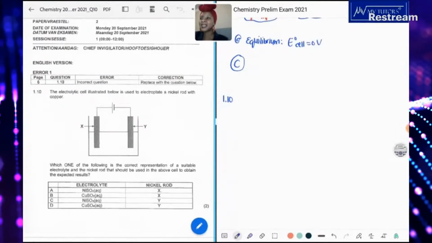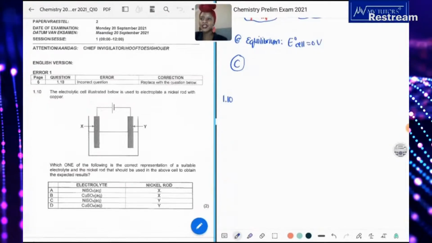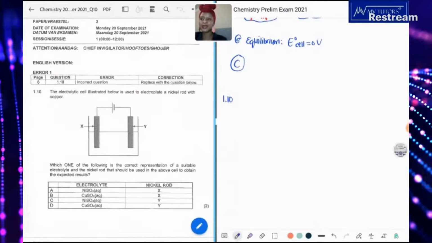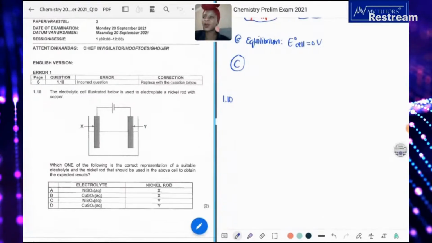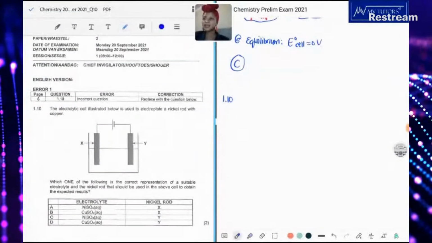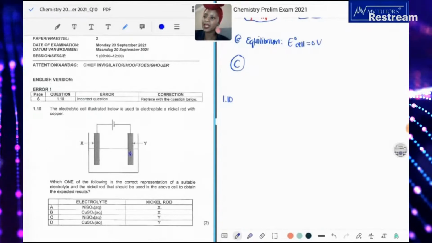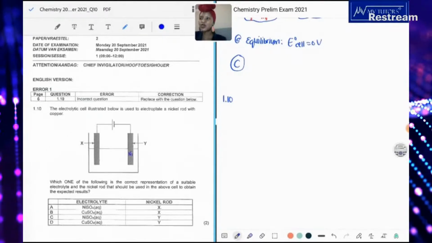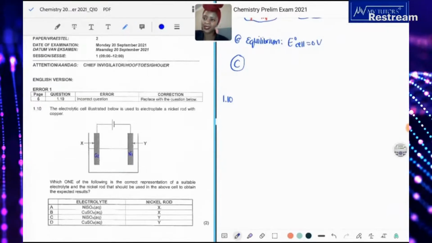Anyway, so now it says the electrolytic cell illustrated below is used to electroplate a nickel rod with copper. Okay, what are they saying here? So you initially have nickel here, your rod, and you want to electroplate it with copper. So you definitely have copper this side.